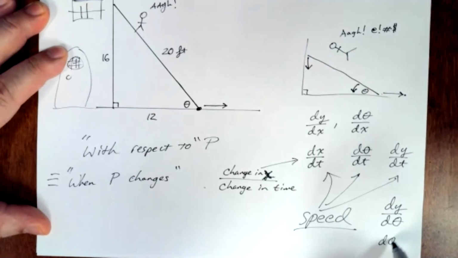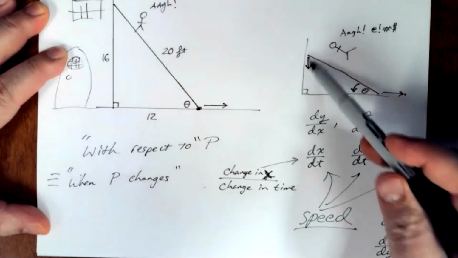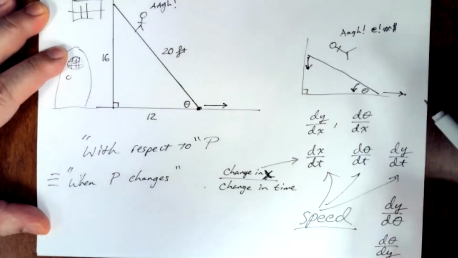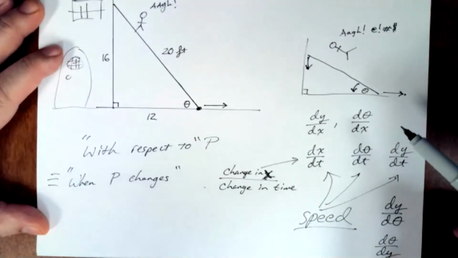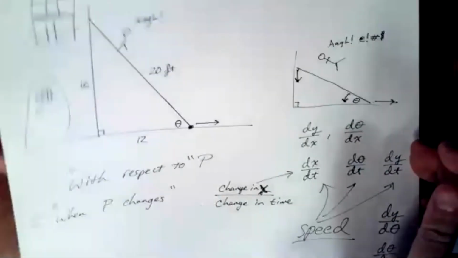Or d theta dy. How much does the angle change for every unit that the y falls? Okay. So this is the idea when I'm saying "with respect to" something.